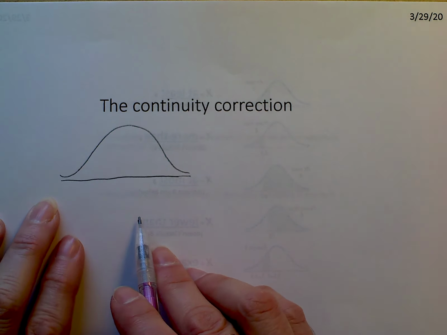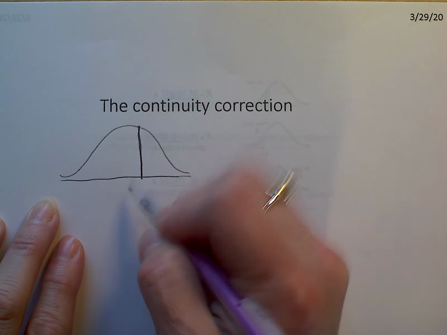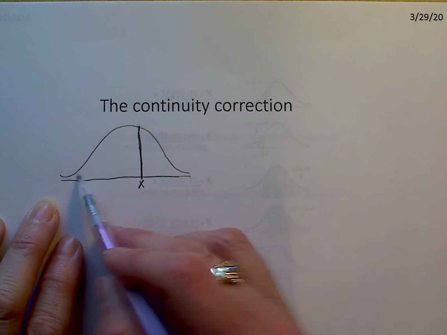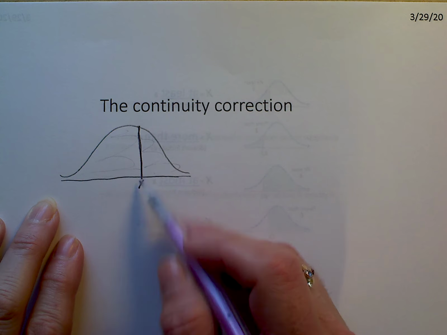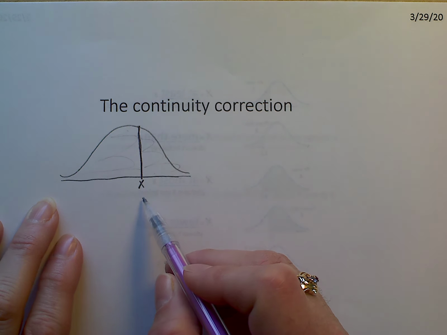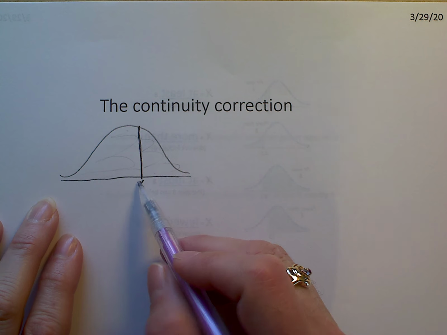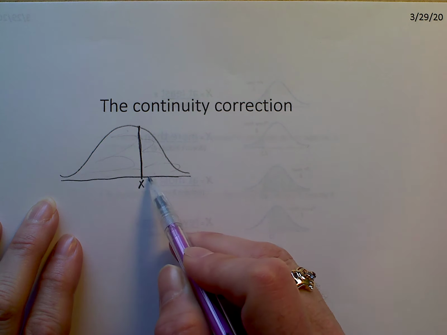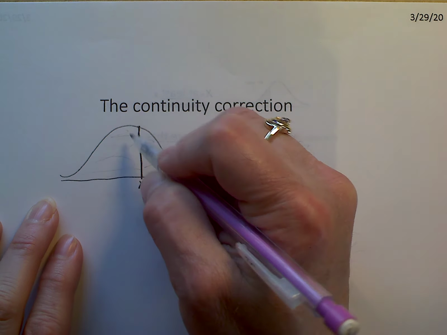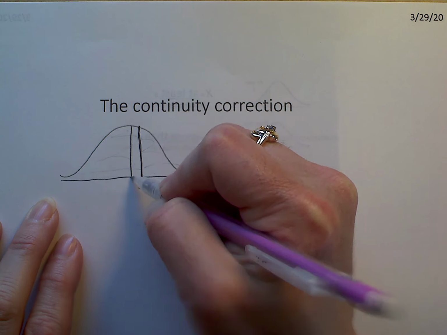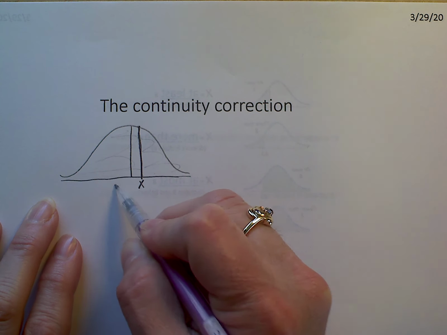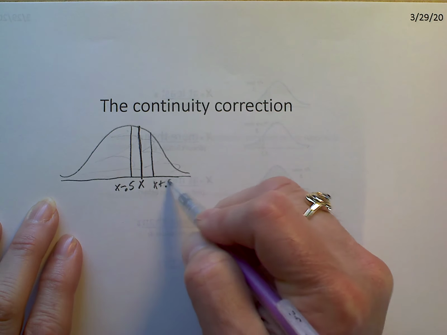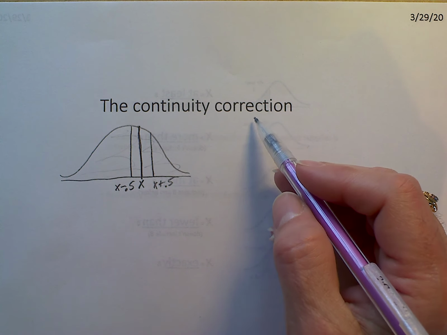Okay, it's going to be fairly normal. Here is the x value that I'm wanting to find the probability for. Whether I want the probability to be less than x or greater than x or equal to x, this continuity correction is going to take a little past x. So it's going to round it down by 0.5, or it's going to round it up by 0.5. Okay? The continuity correction is always 0.5.